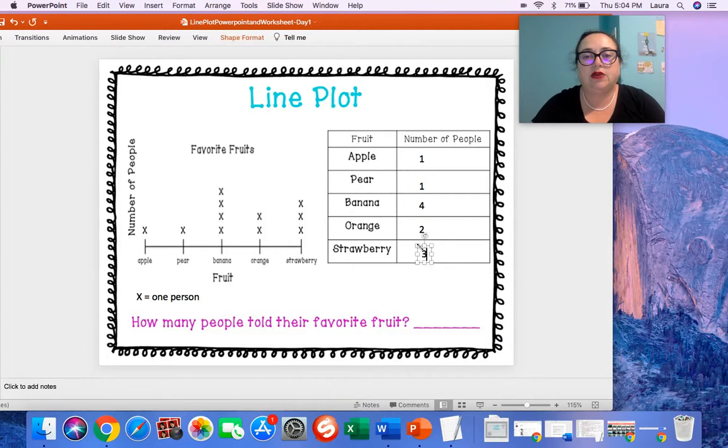So let's add all this stuff up. I know 1 plus 1 is 2. And 2 plus 4 is 6. And 6 plus 2 is 8. And 8 plus 3 is... What did you get? Did you get 11? Let me move this up. So we can say 11 children responded to our survey, right? Because the question was how many people told their favorite fruit. We could say how many children responded to the survey, right? So we know 11 children participated in this survey.